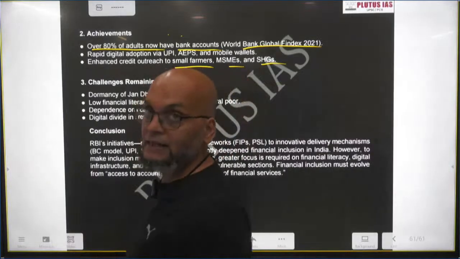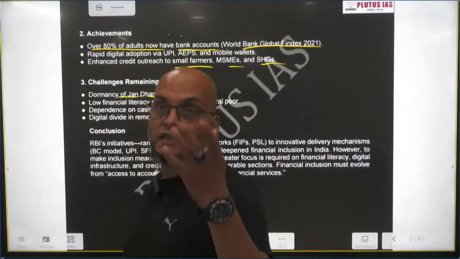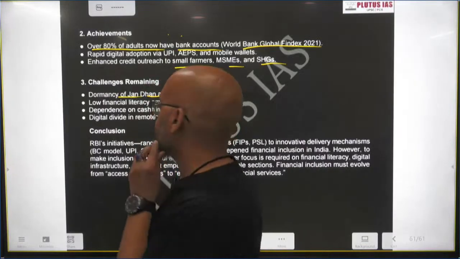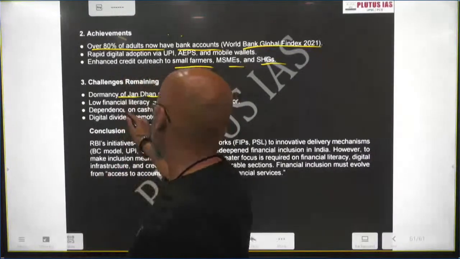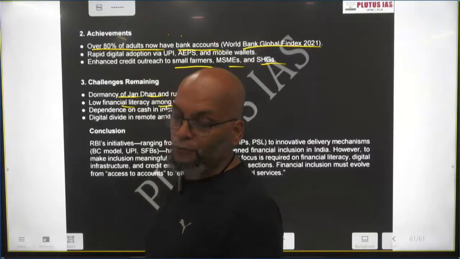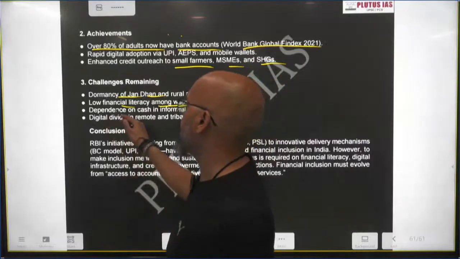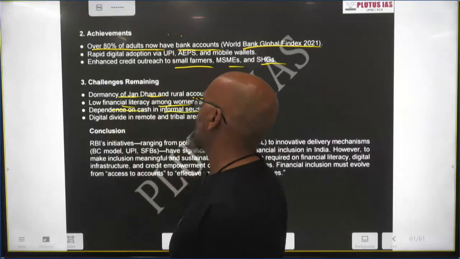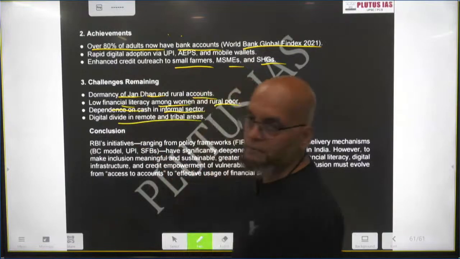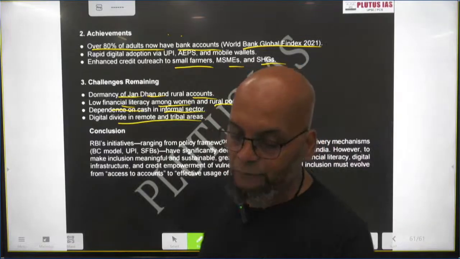Challenges remaining. Yes, still there are some challenges like dormancy of Jan Dhan and rural accounts. Jan Dhan accounts are becoming dormant. Okay, dormant means inactive. Low financial literacy among women and the rural poor. So people who are poor in rural areas and women particularly are not that financially literate. Dependence on cash, informal sector. Digital divide in remote and tribal areas. So guys, you could have written this. That was the entire paper.